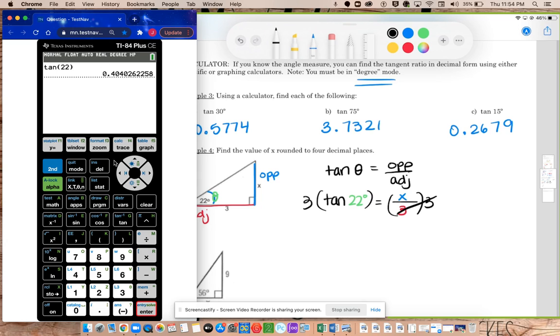So in my calculator, I already have the tangent of 22. I can hit times 3, and that's going to give me my x, which is about 1.2121.